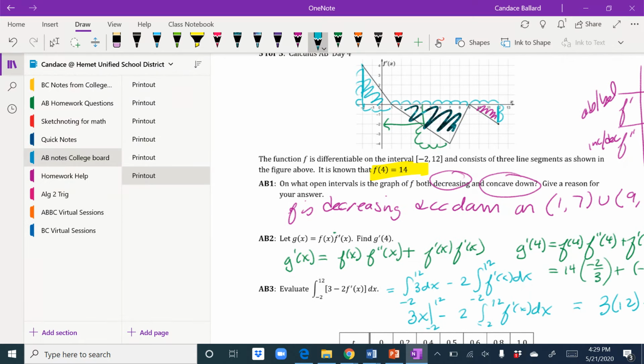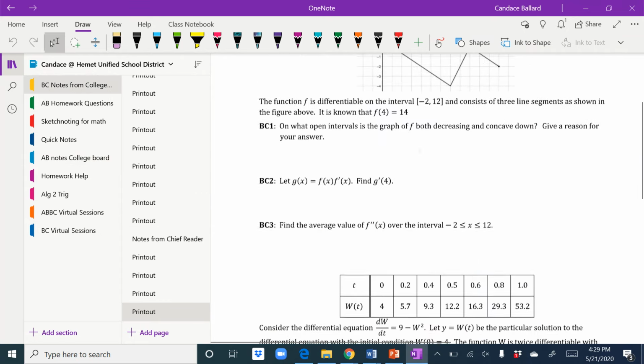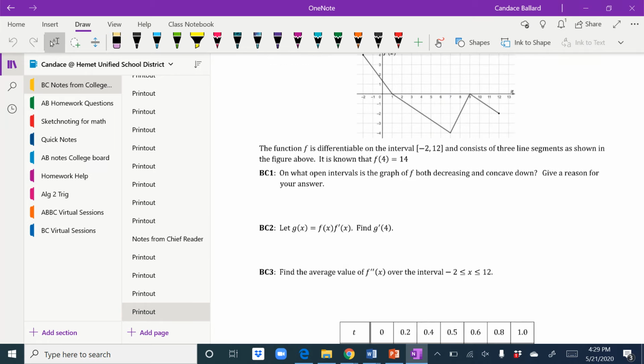Okay. Let's go try the other part of this one. So let's do the BC now. So we're going to do BC3. It's the same stem, but different problem. So they want us to find the average value of f double prime of x over the interval. So what do we have to do for average value? That's something with an integral, right? Yes.